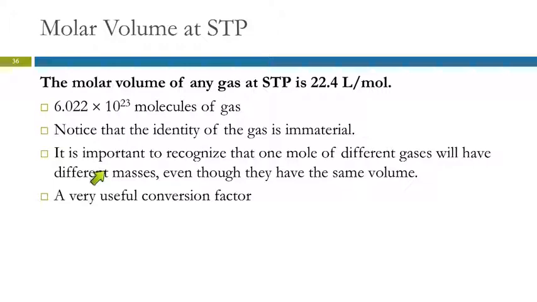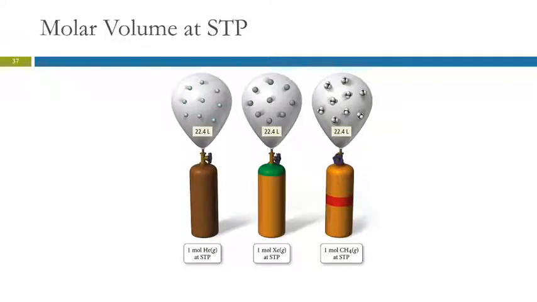It is important, though, to realize that the mass of that 1 mole of gas would be different. Same number of particles occupying the same amount of space, but one's going to weigh more than the other. That's going to be different depending on the gas. So here we have a picture. 3 balloons. This one's filled with helium, neon, and methane. All 22.4 liters. At STP, we know that there's 1 mole of gas in each.